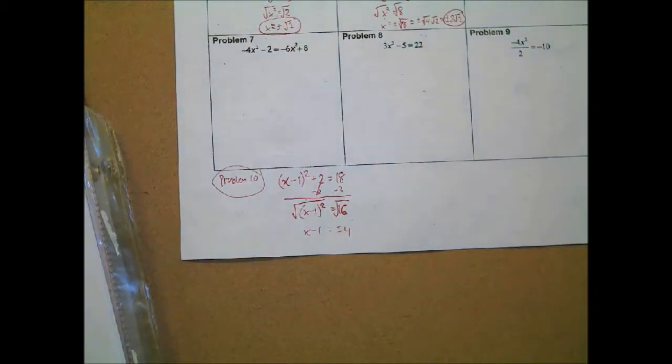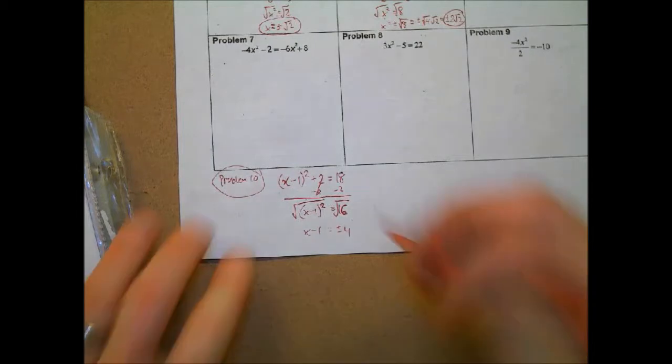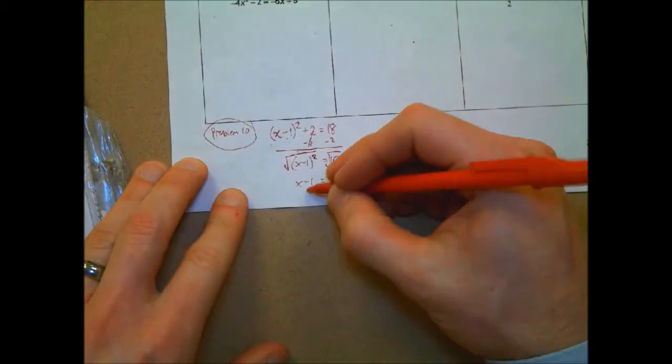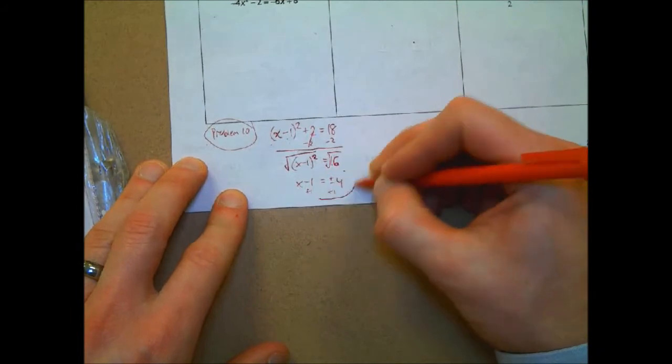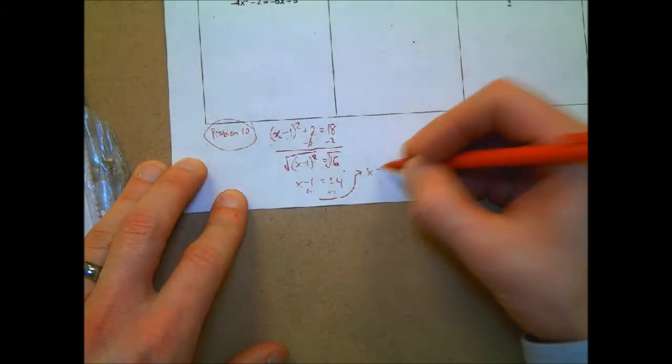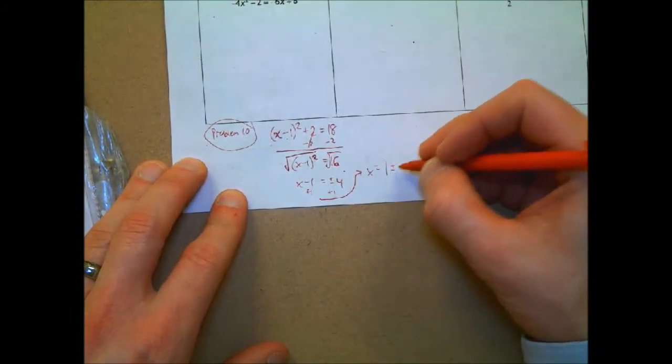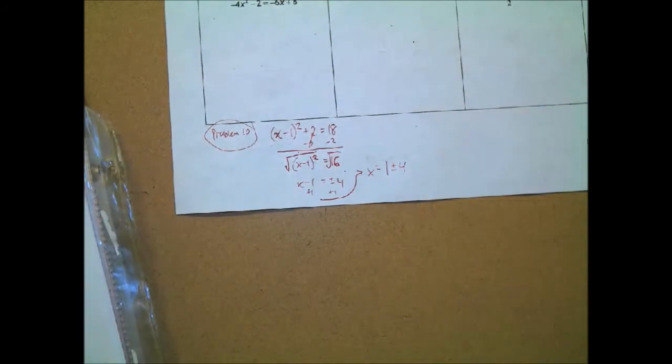Okay. Have we solved for x yet? No. Not yet. What do we still have to do? What's with the x still? Negative 1. We got to deal with it. So we're going to add 1 to both sides, right? I'm running out of space, so I'll have to put it up here. So we'll have x equals 1 plus or minus 4. What is that really equal to? 5. 5 is one of them. What's the other one? Negative 3.